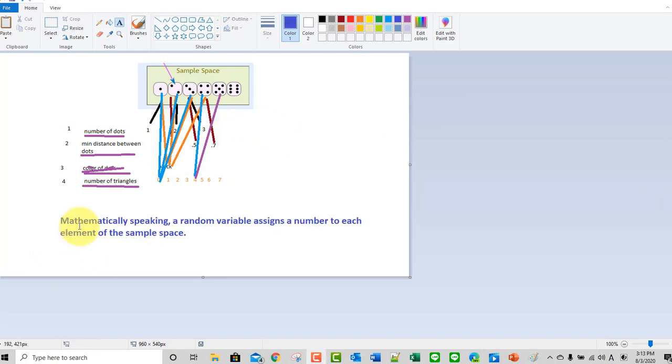So mathematically speaking, a random variable assigns a number. Each one of these assigns a number. This assigns a different number. This assigns a different number to each element in the sample space.